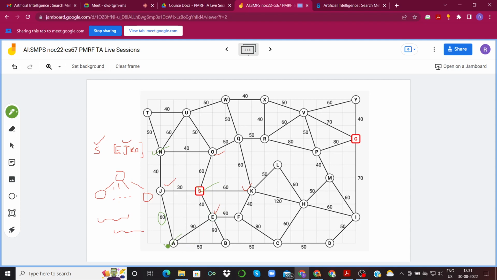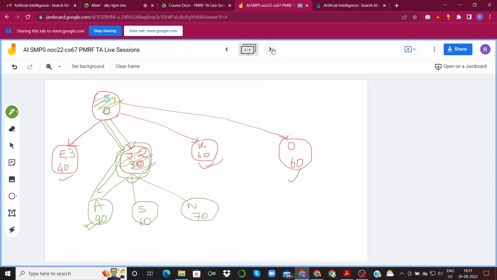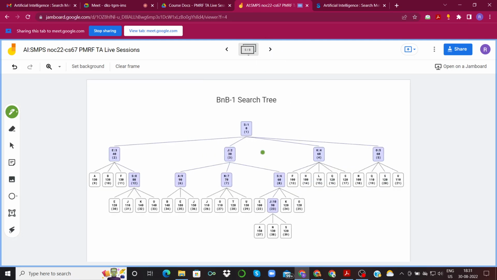So we'll see what are the possibilities from E now. From E we could go to A, B, F and S, right? 4 possibilities. So this drawing is becoming too big, so I'll just shift to the search tree that I already have here. So this was the first node that we refined, right? S, sequence 1 with cost 0.